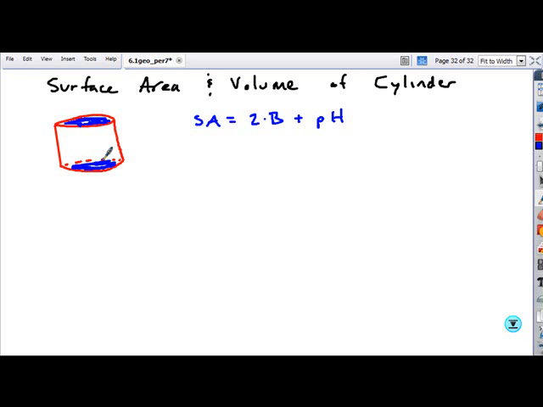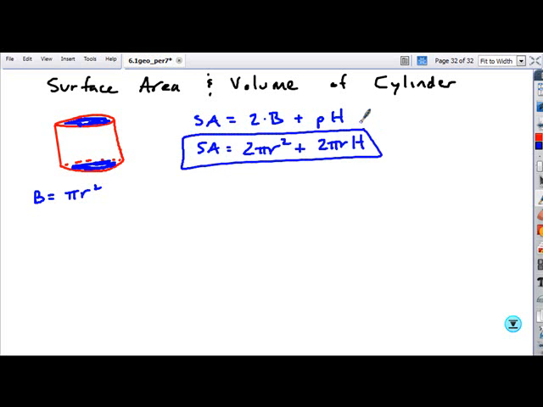In a cylinder, it's always going to be the same thing, and that area of the base, the capital B value, is always going to be what? Pi r squared. So you're always going to take 2 pi r squared plus, and what do we call the perimeter of a circle? Circumference, which can be expressed using 2 pi r. Okay, so you do have a more specific formula you can use for finding the surface area of a cylinder.